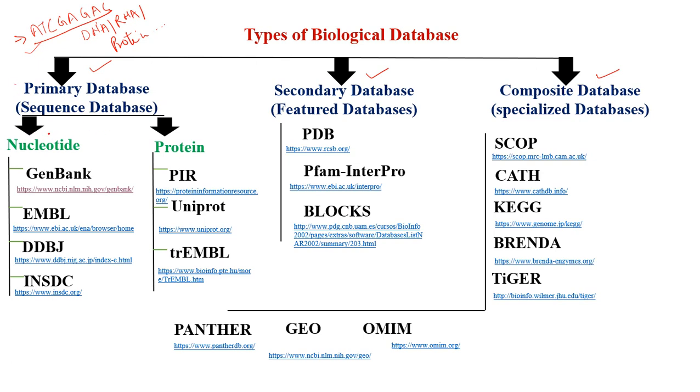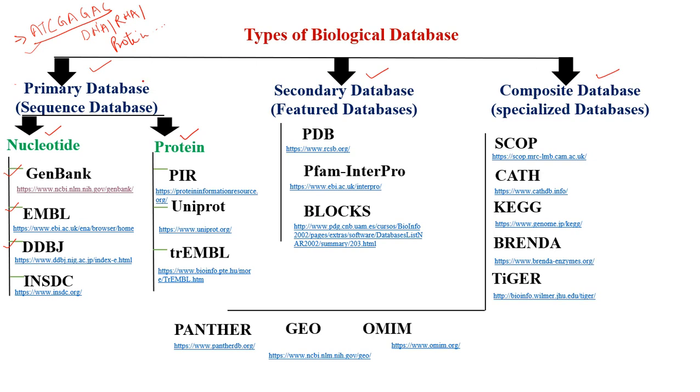There are two different types of sequence database, that is nucleotide and protein databases. The main databases for nucleotides are GenBank, EMBL and DDBJ. Before I come here, let me discuss a little about the history of the databases. What is the requirement of the database? Why do we need databases?